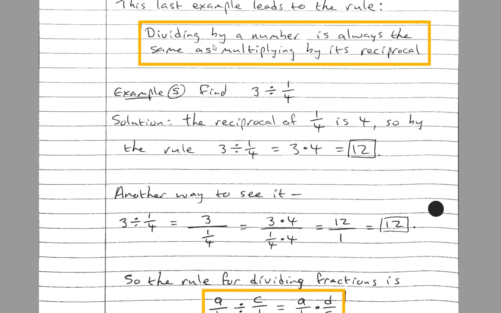All right, but yeah, I prefer this box. So dividing by a number is the same as multiplying by its reciprocal. All right.